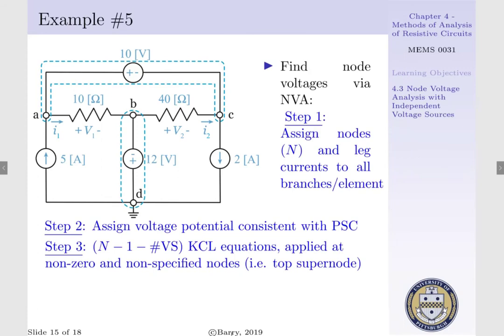Step 3 is to determine the proper number of KCL equations we need. We have 4 nodes, such that n is equal to 4, and we have 2 voltage source equations. Thus, we need 1 KCL equation, and we'll apply this at our supernode at the top.